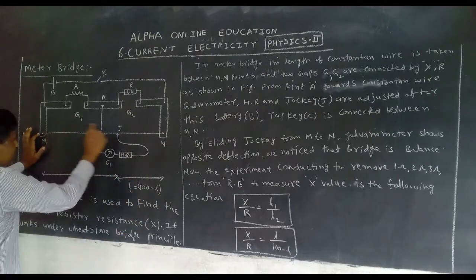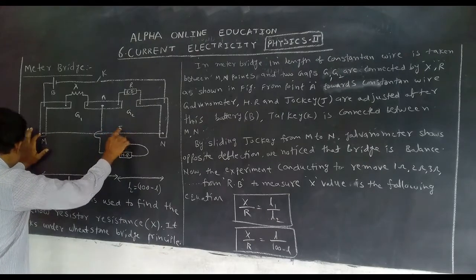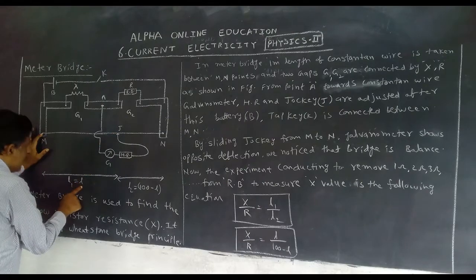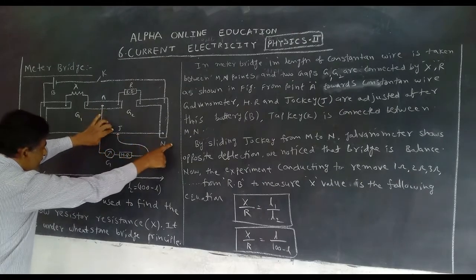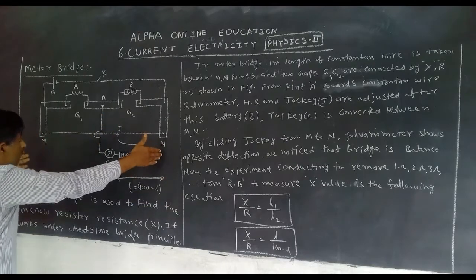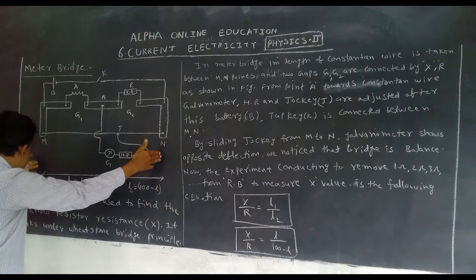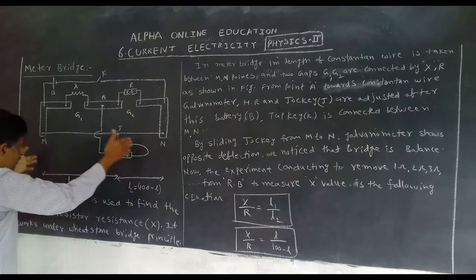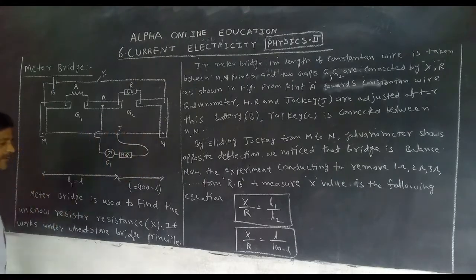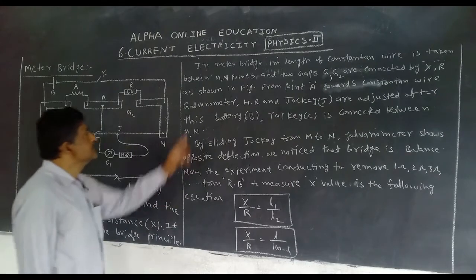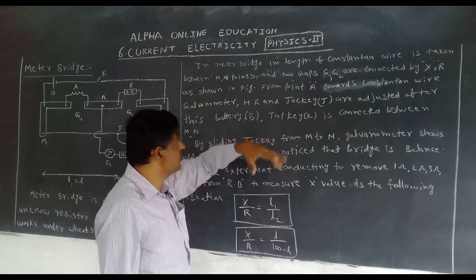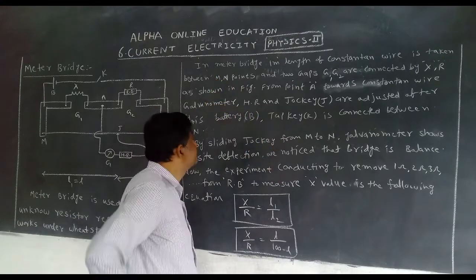Here J is called the jockey. Here to here is L1 or L. Here to here it is L2 or 100 minus L. Why? 1 meter wire, 1 meter means 100 centimeters. So here to here it is L, means here to here it is how much? 100 minus L. This matter you must write compulsorily in the examination paper. That's why I have written it here.